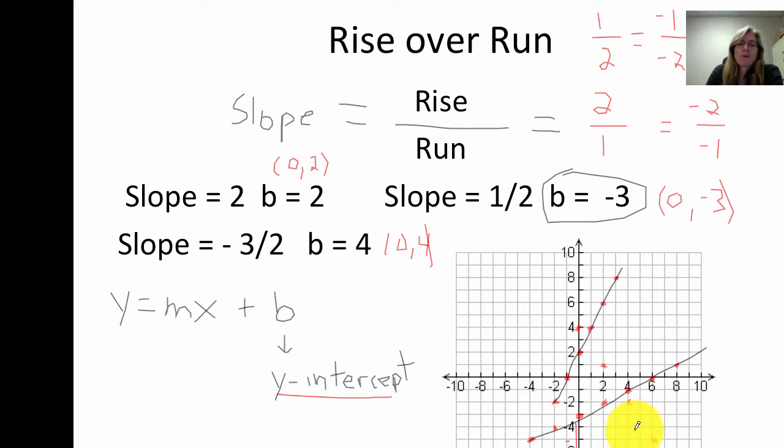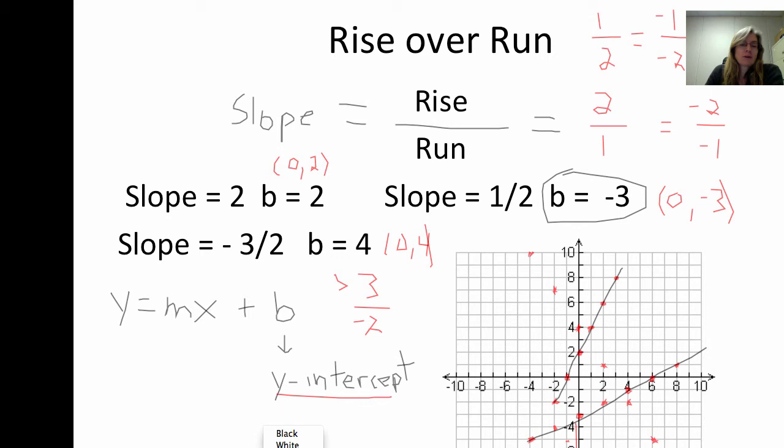Okay, let's go. We can change it to the opposite, make it a positive 3 over a negative 2. Start at that point again. Up 3, 1, 2, 3, over negative 2, 1, 2. Up 3, over negative 2. So now we have several points of yet another line.